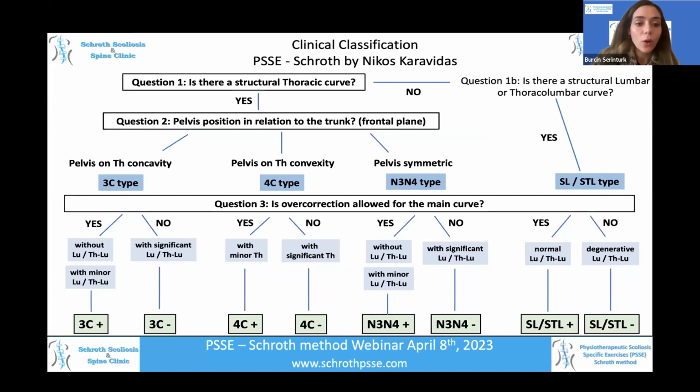Let's go back to question 1. Is there a structural thoracic curve? If the answer is no, then we move on to question 1b. Is there a structural lumbar or thoracolumbar curve?